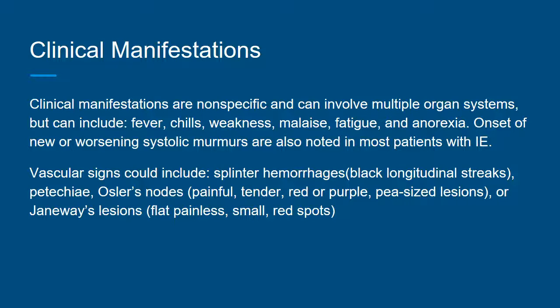Vascular signs could include splinter hemorrhages, which are black longitudinal streaks on the nail beds, petechiae, which can occur on the conjunctiva or lips, Osler's nodes, which are tender, red or purple pea-sized lesions, or Janeway's lesions, flat, painless, small red spots, which both occur on the fingertips and toes.